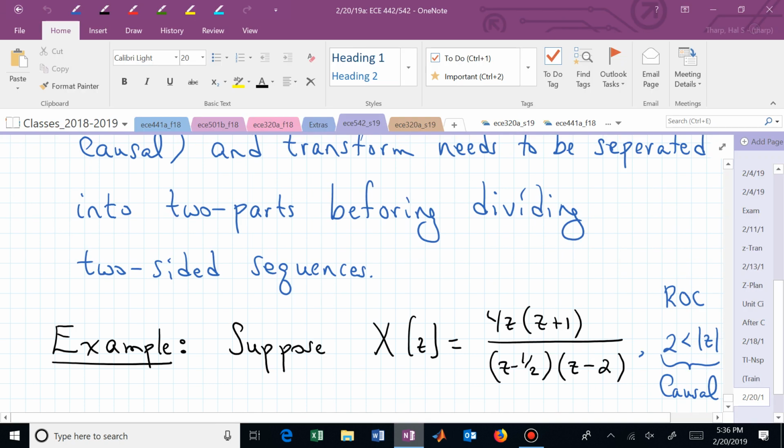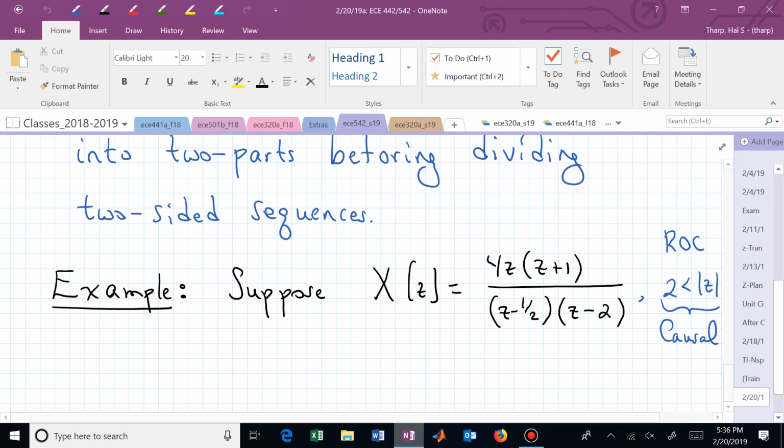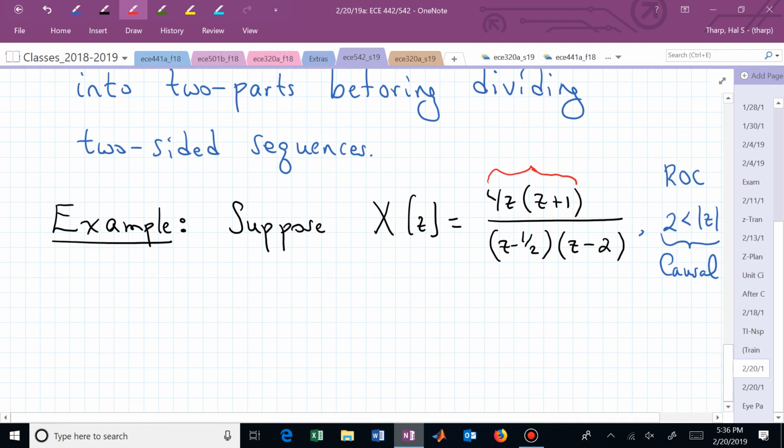To do that, it might be helpful to multiply these numerator and denominator factored forms out. If we now multiply the numerator, we have 4z squared plus 4z, and downstairs we have the quadratic z squared minus 2.5z plus 1.